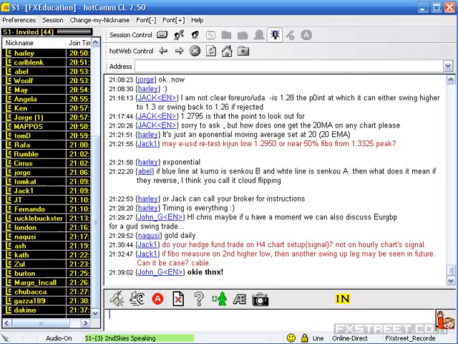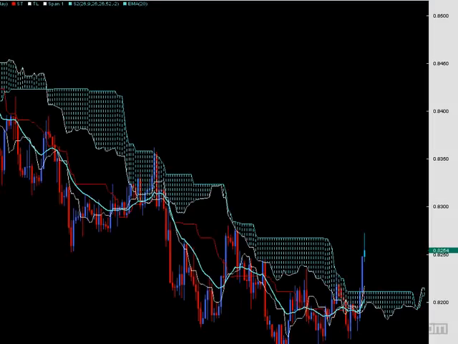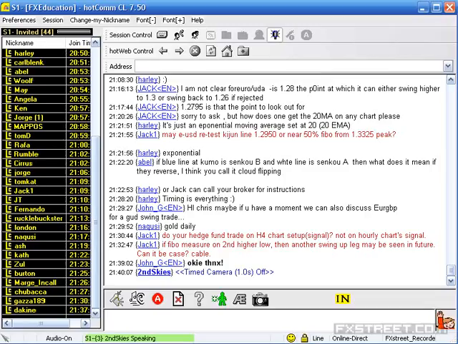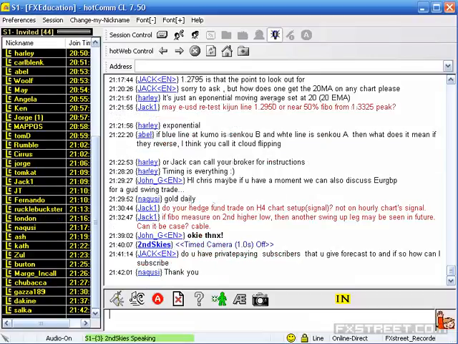Jack has another question. If the Fibonacci measure on the second higher low, another swing up may be seen in the future. Can it be the case? Cable. I need more. It's really hard to follow that kind of comment there, Jack. If you could give me the pair, the time frame, and maybe some exact moves, that would be great. While we're doing that, I'm going to pause these charts. I'm going to pull up my gold program, and we can take a look at gold.